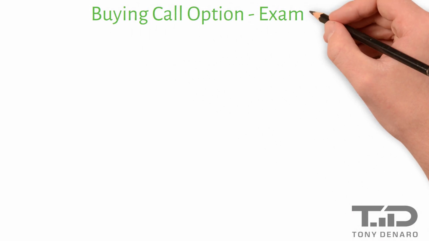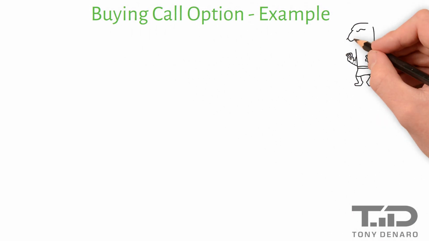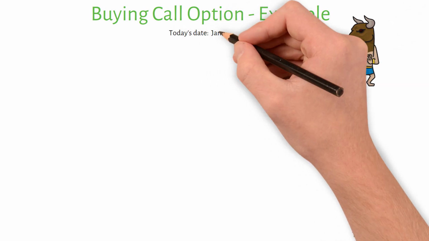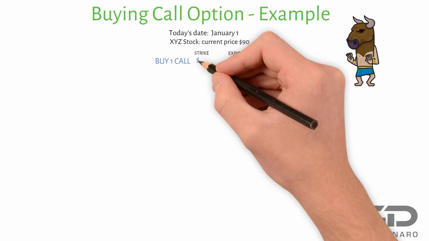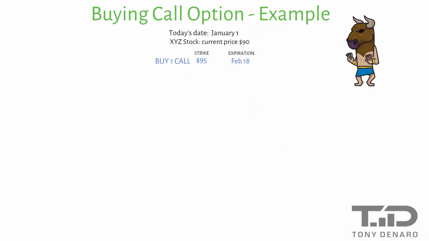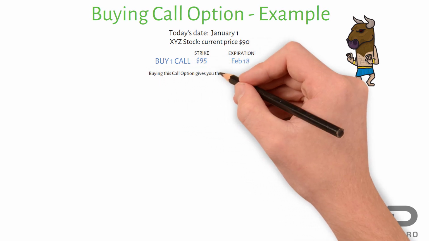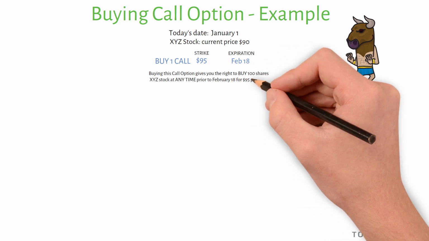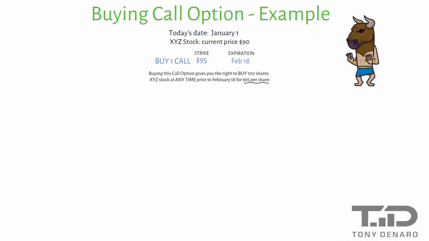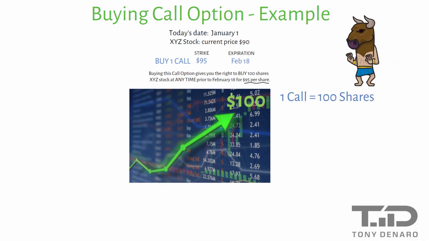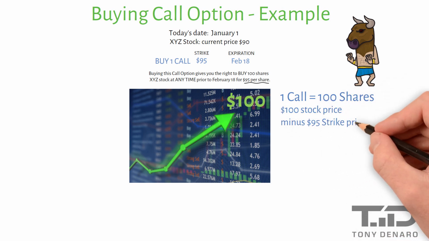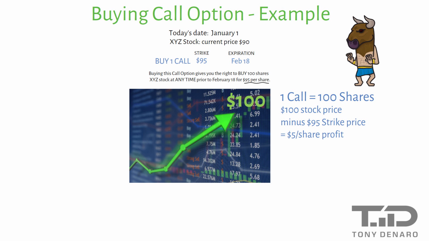Let's go through a quick example of buying a call option, and we'll get more into this in lesson number 2. Pretend today's date is January 1st. We're looking at a stock XYZ who has a current price of 90 bucks. We're going to buy one call with a strike price of $95, expiring the third Friday of February 18th. Buying this option gives us the right to buy 100 shares of the stock at any time prior to February 18th for 95 bucks. What happens if the stock goes to 100? Well, we have a difference between $95 and $100, $5 per share, or you'd be looking at a $500 gain.